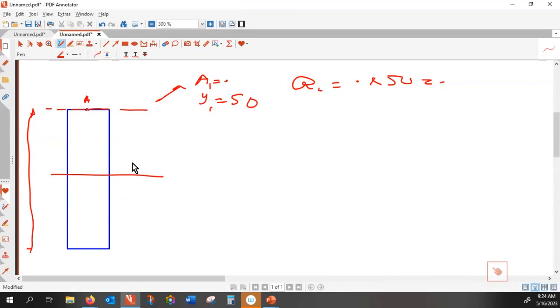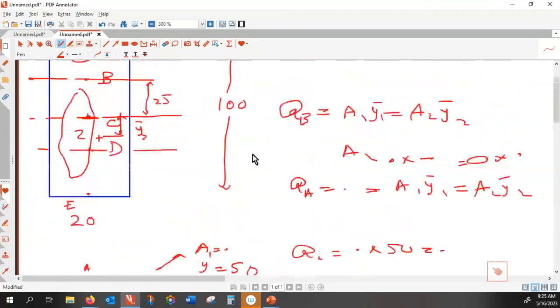Or let me choose the lower piece. What is the area of the lower piece? The area of the lower piece is 100 times 20. And what is the Y bar 2? So the centroid of the lower piece is here. How far is the centroid from the neutral plane? 0, right? So here, that is 0. So that is 200 times 0, which is 0. Here is 0 times 50 is 0. But the upper one is easier. The first option is easier because, yeah.